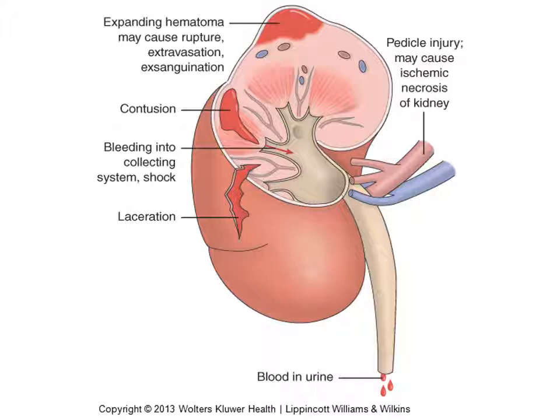A pedicle injury may cause ischemic necrosis of the kidney as it shuts off blood supply to the kidney itself. And one of the major manifestations of kidney injuries, for the most part, is microscopic blood in the urine, such as a dark amber urine, or frank blood noted in the urine.